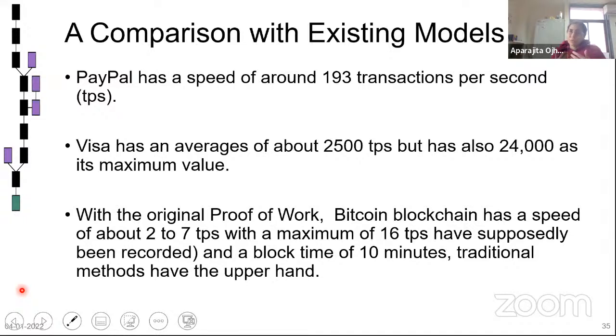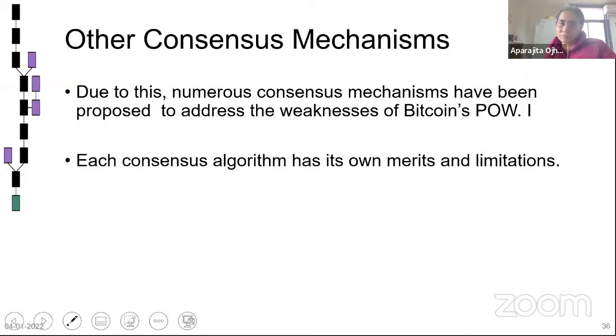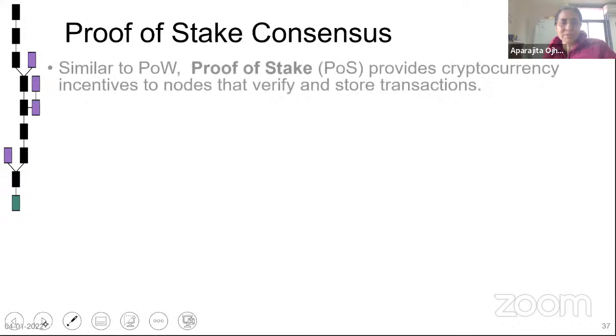And therefore, in future, we may get something very close to what PayPal or Visa is doing. But right now, Bitcoin or any kind of blockchain network is not very close to the present system. Because the transactions are very slow, validation and verification is a slow mechanism. Several consensus mechanisms have been introduced, and each consensus mechanism has its own merits and limitations.